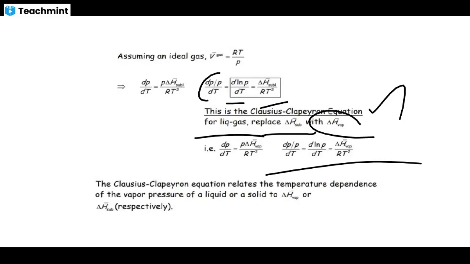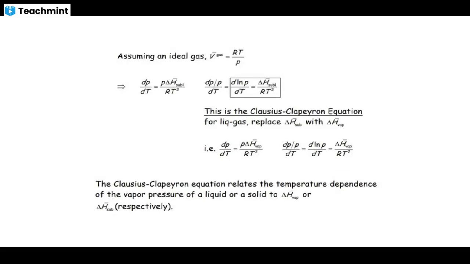So we are just changing the variables. These are important because they relate the temperature dependence of the vapor pressure of a liquid or solid to the ΔH of evaporation. Problems come from these, so you should know this.